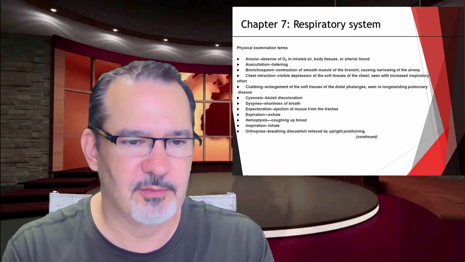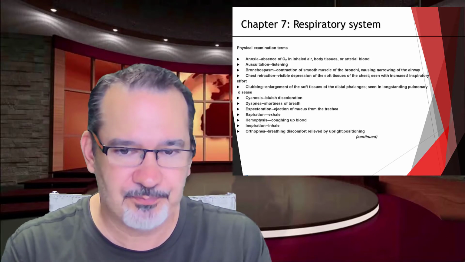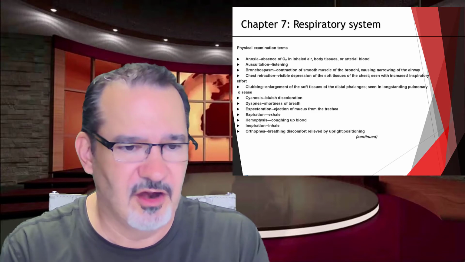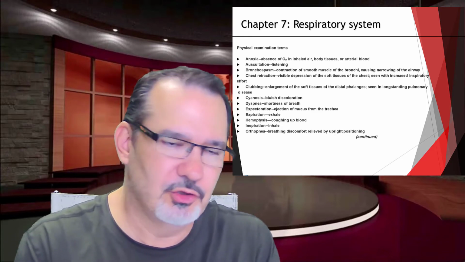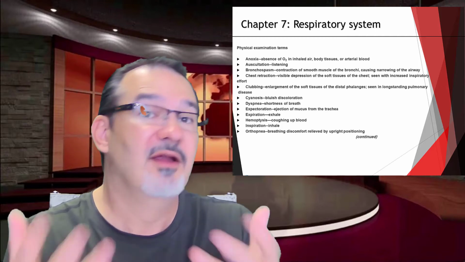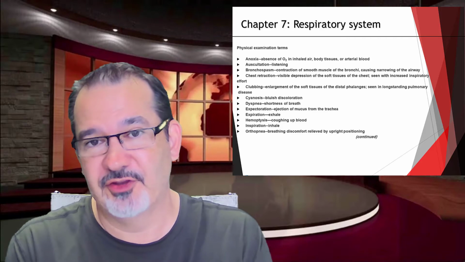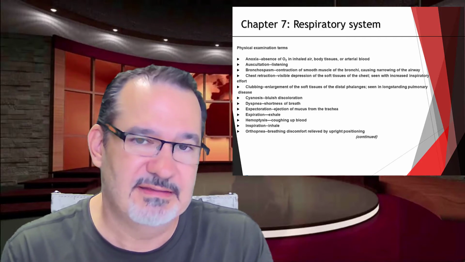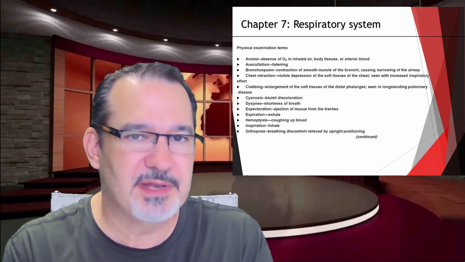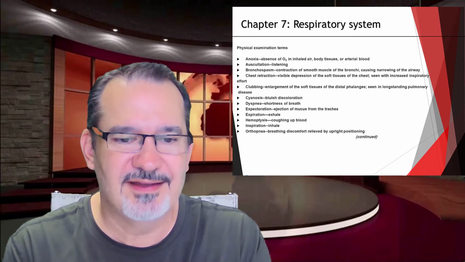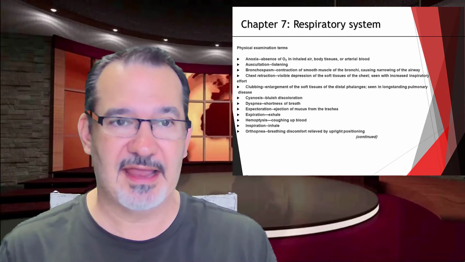Bronchospasm, very common term, a contraction of the muscle of the bronchi that causes a narrowing of the airway. Cyanosis, we've hit before, cyan being blue, so a bluish discoloration from lack of oxygen. Hemoptysis, that's a good one. Hemoptysis is coughing up blood. Okay. And orthopnea. Orthopnea is breathing discomfort when you're laying down flat on your back.